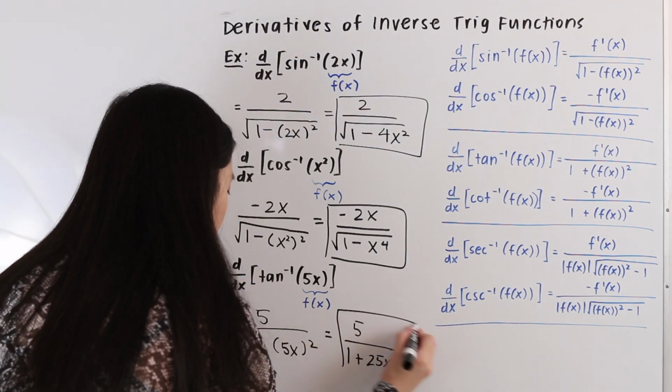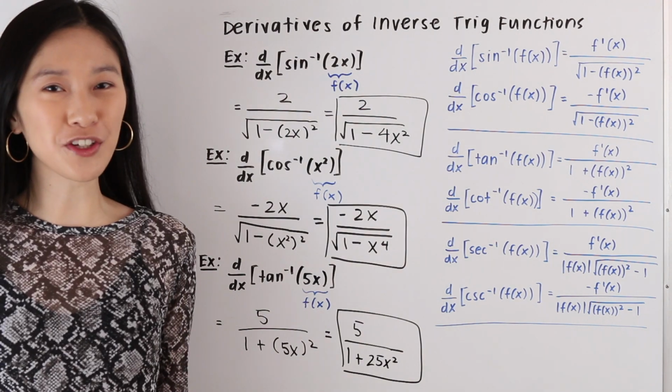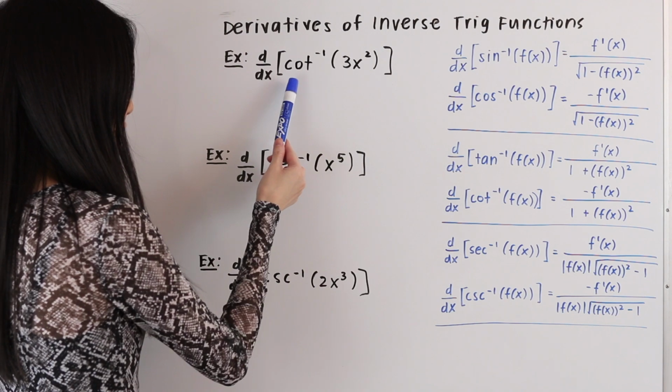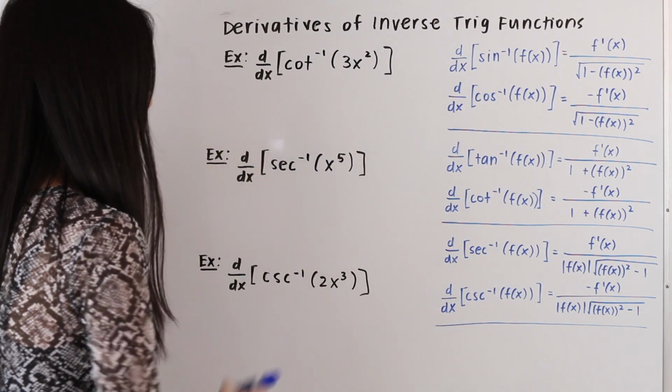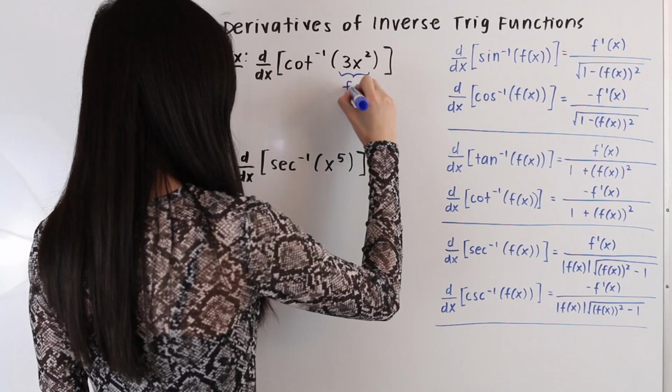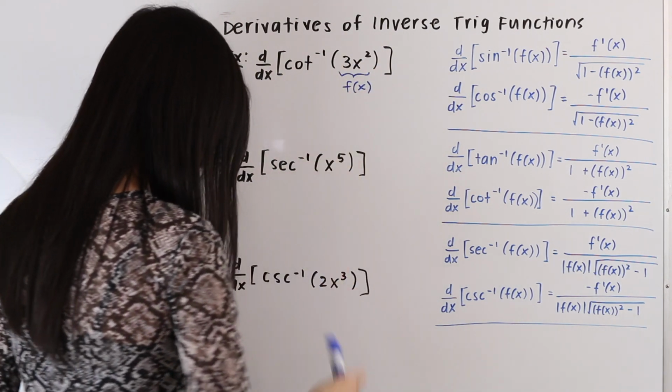And this is our final answer. Now let's go ahead and take a look at a few more examples. So in this next example here, we have the derivative with respect to x of inverse cotangent of 3x squared, and so as our first step, let's go ahead and identify what f of x is equal to. So here f of x is equal to 3x squared.